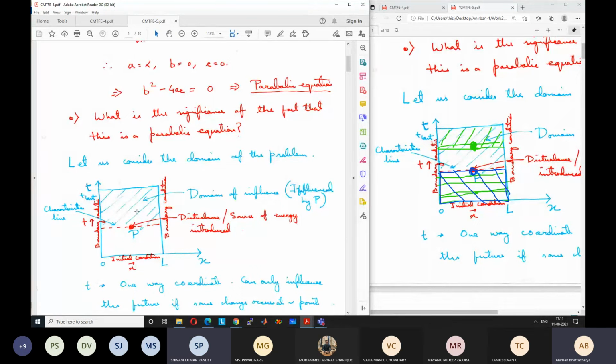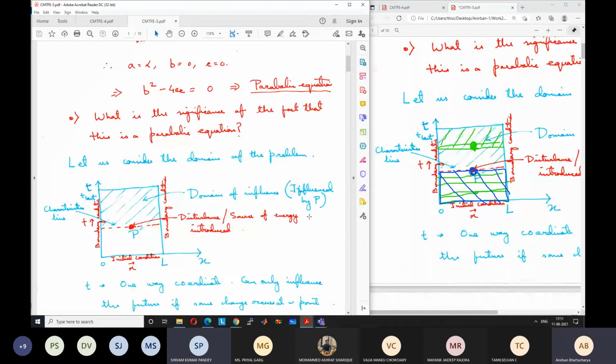Sir, this characteristic line which we are drawing here, is it based on the time coordinate, since time goes in only one direction? Is there any other example where time is not involved? Like when we simulate something, then time will not determine which one is our domain of influence and which one is the dependent. Good question.